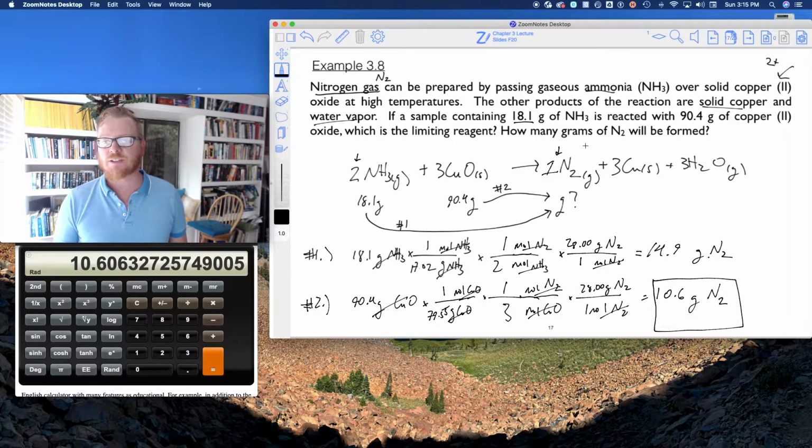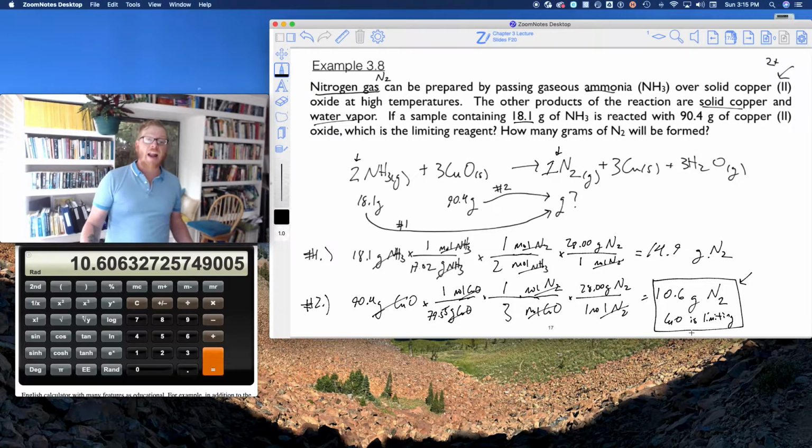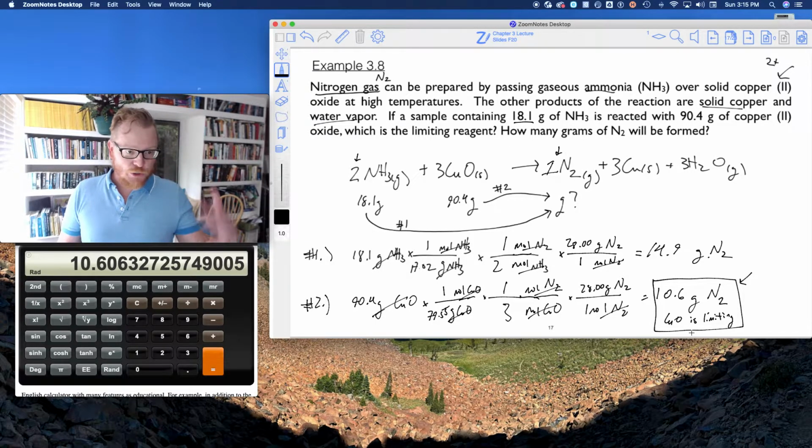So how many grams of N2 can be formed? That many. And which is the limiting reagent? Copper 2 oxide is limiting. And so what does that mean to be limiting? Well, it means you're going to run out first, okay? It means that we're going to use up all of the copper 2 oxide.